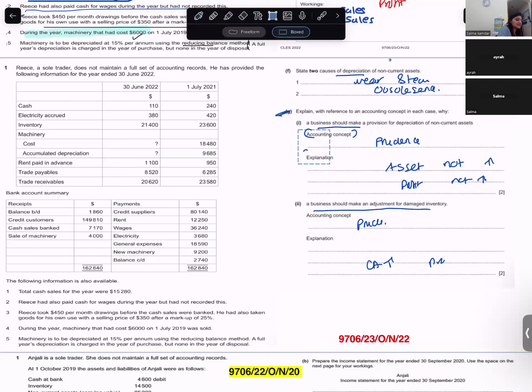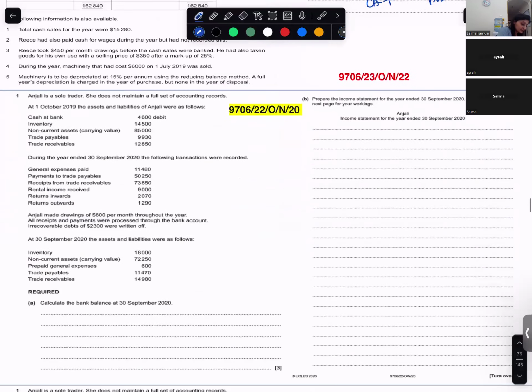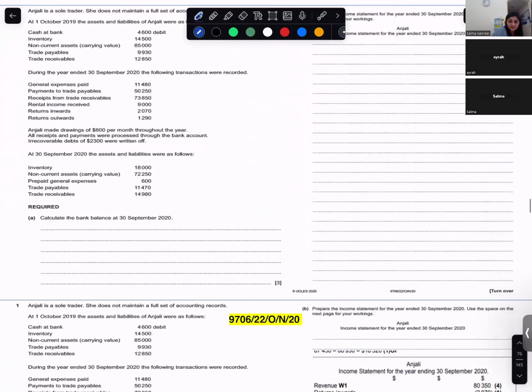For the accounting concept for depreciation, what can you put? Matching. What will you put in matching? You'll say that the revenue should be matched with the expenses that are made, no? Revenue for the year is matched against the expense of the usage of non-current assets in the same year. Okay, any other question in this?